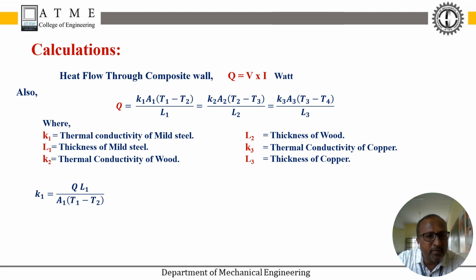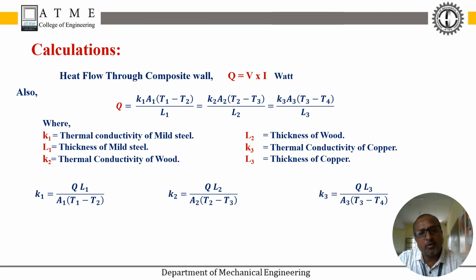From that formula, we can write K1 is equal to Q into L1 divided by A1 into (T1 minus T2). So this T1 minus T2 is the surface temperatures of the steel plate. First one, the K1, the steel plate. Similarly, K2 is equal to the same formula, only for different T2 and T3 values, right? Temperatures of the bottom surface and the top surface of the wooden plate. Similarly for the copper plate, K3.